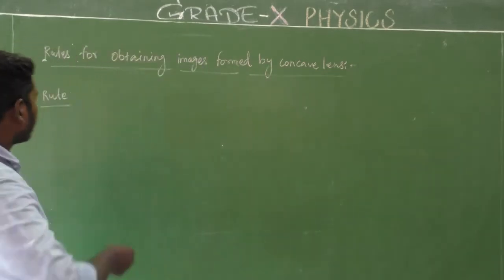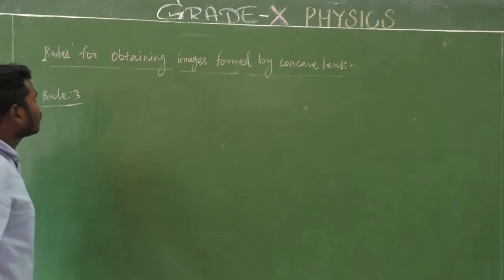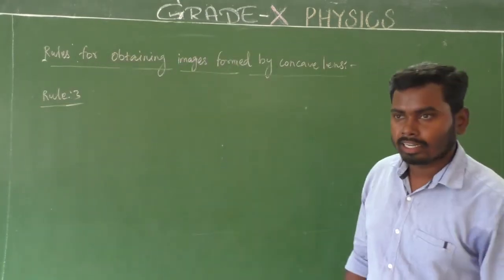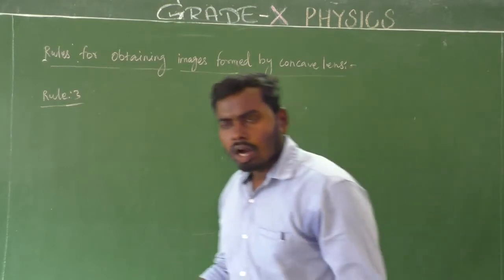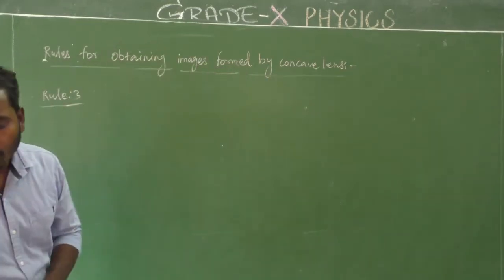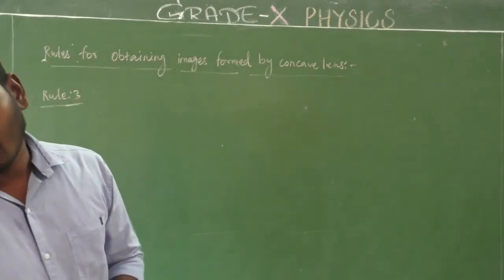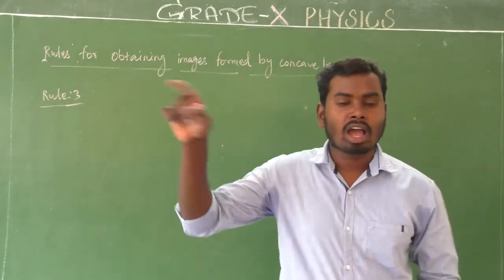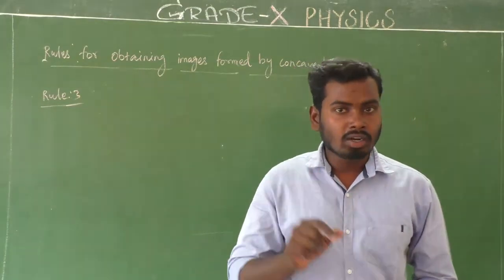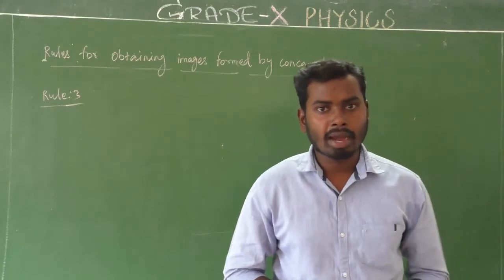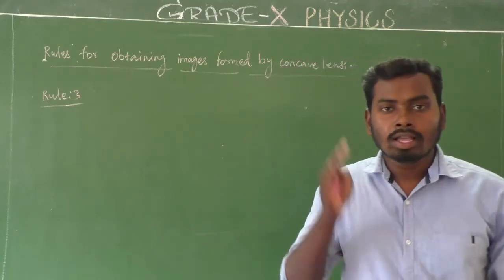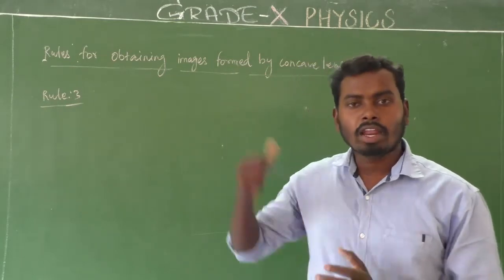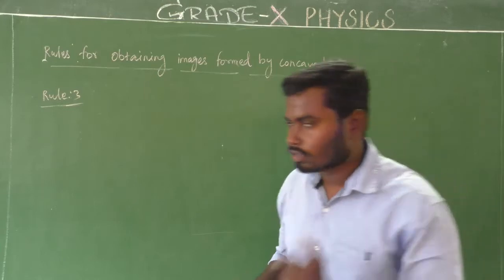Next one, what is that? The third rule for obtaining images formed by a concave lens. What is the third rule? The third rule in convex lens is a very easy one: a ray of light passing through the optical center of a convex lens goes straight after refraction. That is the third rule for convex lens. The third rule is the same for concave lens also. Yes, we will start that.